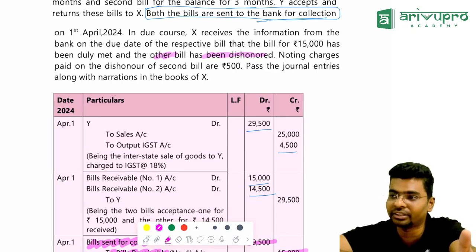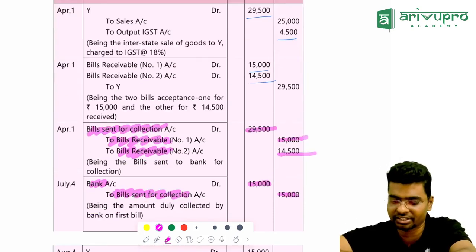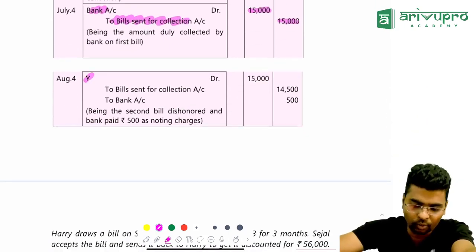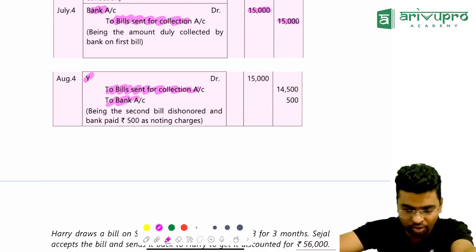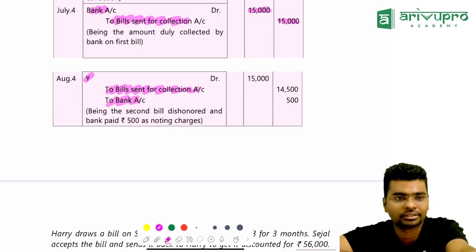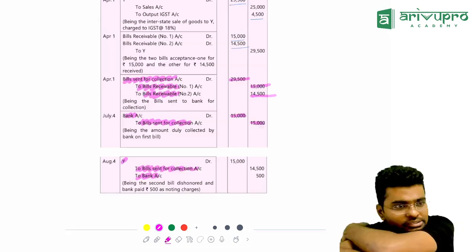Person account debited to bills receivable. Now bills receivable is replaced by whom? Bills for collection. So your journal entry will be Y account debit to bills for collection to bank account. I think this was an 8-mark question.